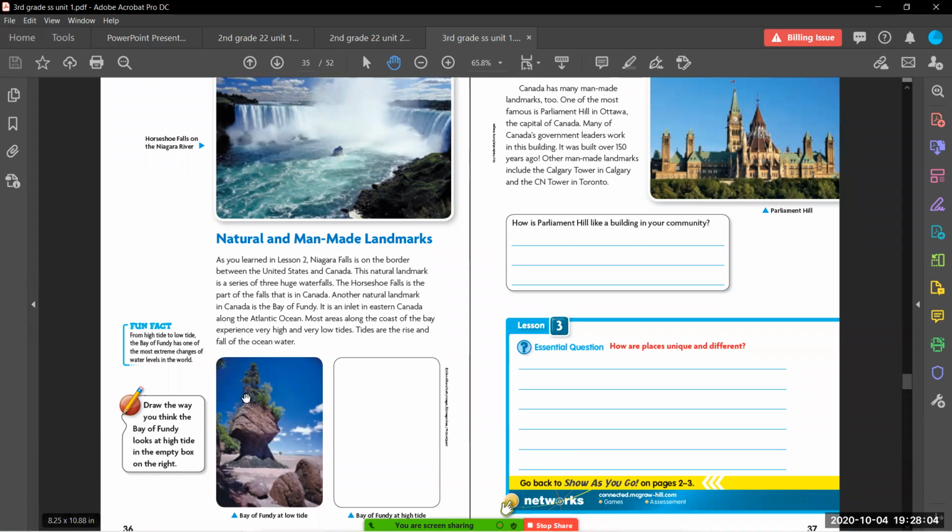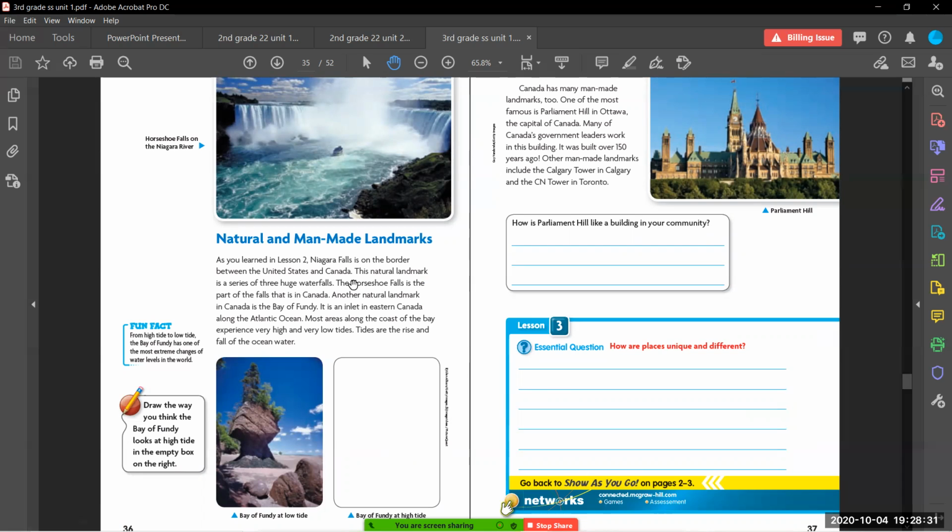So this is a natural landmark found in Canada, the Bay of Fundy. Draw the way you think the Bay of Fundy looks in high tide in the empty box on the right. So this is it at low tide when the water is kind of pulled away. Draw what you think it would look like in high tide when the water has kind of rushed back in.